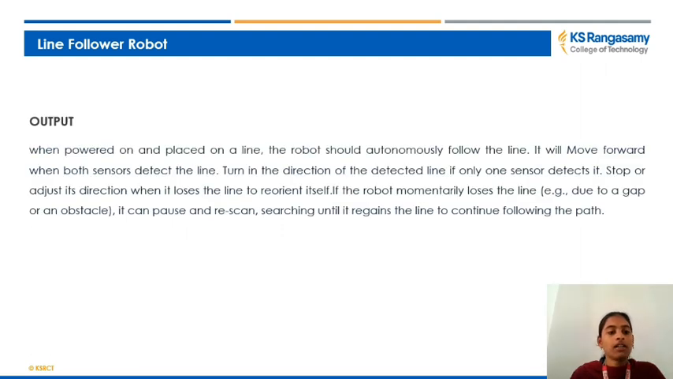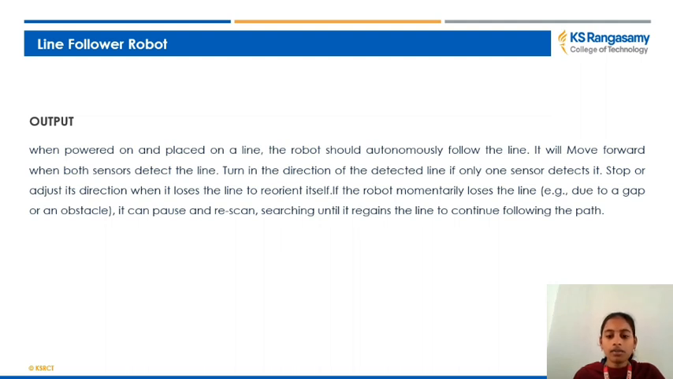The output for my line follower robot: when powered on and placed on the line, the robot should autonomously follow the line. It will move forward when both sensors detect the line, turn in the direction of the detected line if only one sensor detects it, and stop or adjust its direction when it loses the line.